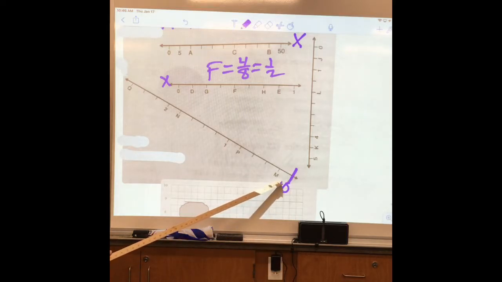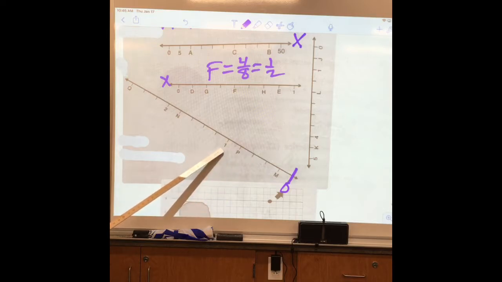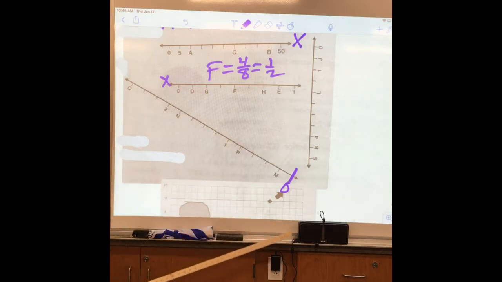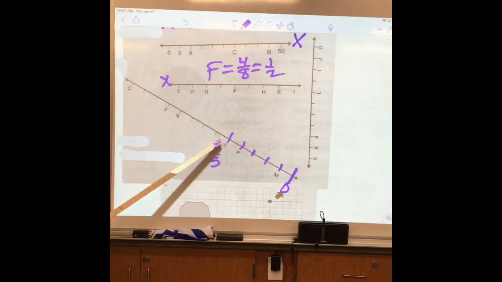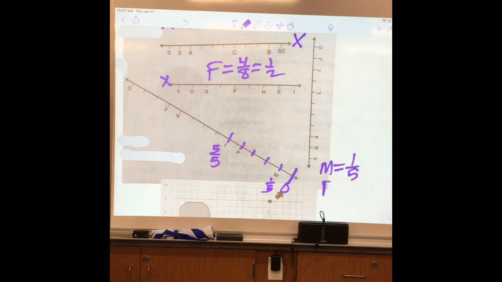So, question, what's this cut up into? Here's our 1, right? So I've got 1, 2, 3, 4, 5. What is it cut up into? That's our bottom number. 5 over 5 is our 1. So this would be 1/5, right? So you could say M equals 1/5. What does P equal? Good job, 4/5, you're right. Good work. So that's our little review from last time.